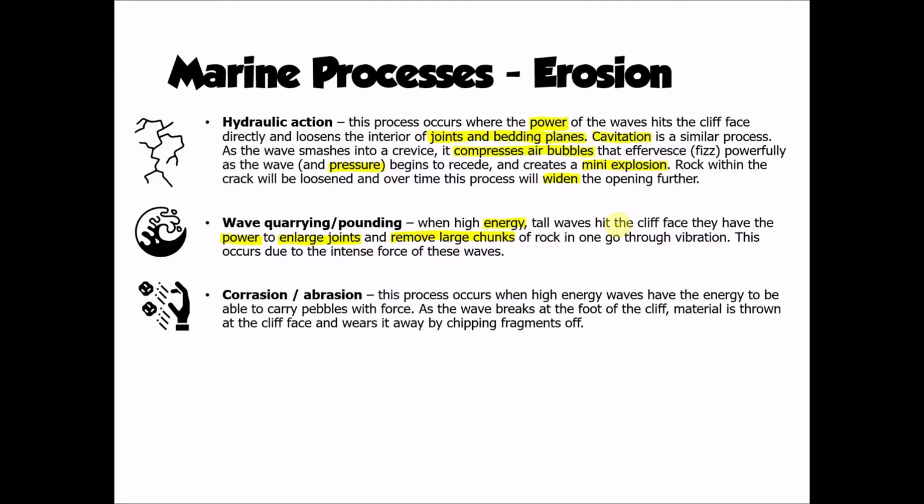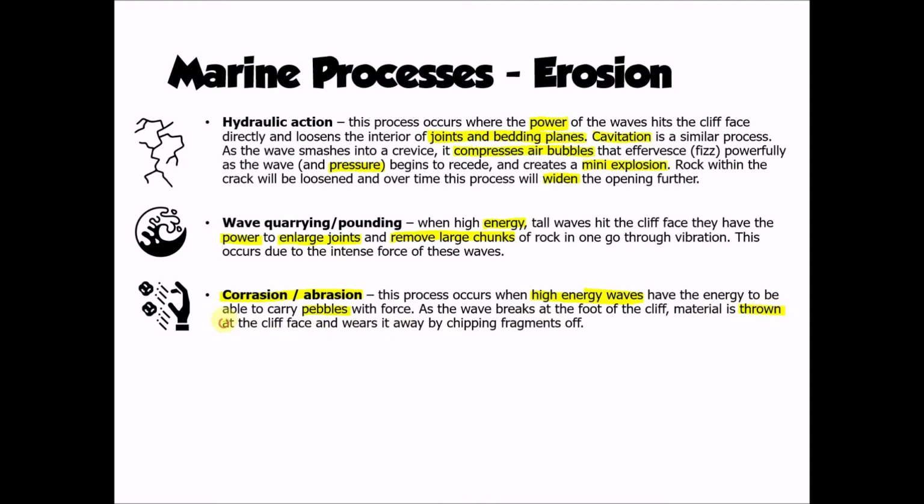Another couple of processes are the processes of corrasion and abrasion. They are quite similar, and sometimes the two words are used interchangeably. This involves rocks being used against the cliff face or against the seabed. So when the waves have quite high energy, they're able to pick up large pieces of sediment. So those high energy waves might be able to pick up pebbles or rocks or boulders, and they're going to be able to throw them at the cliff face.